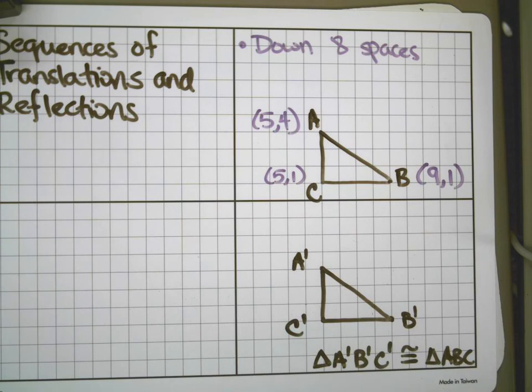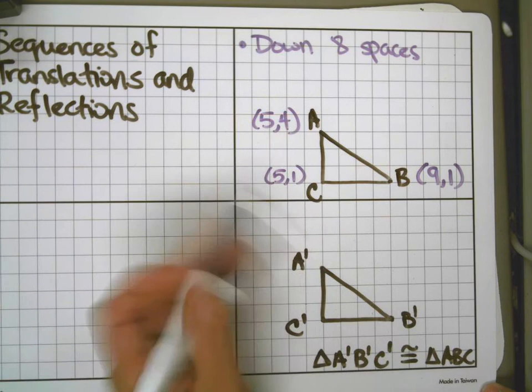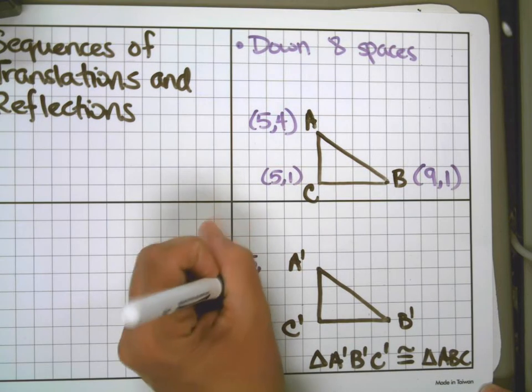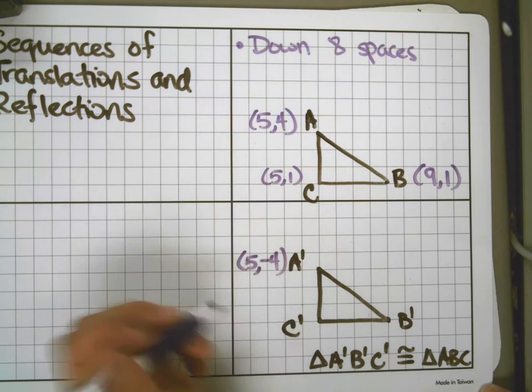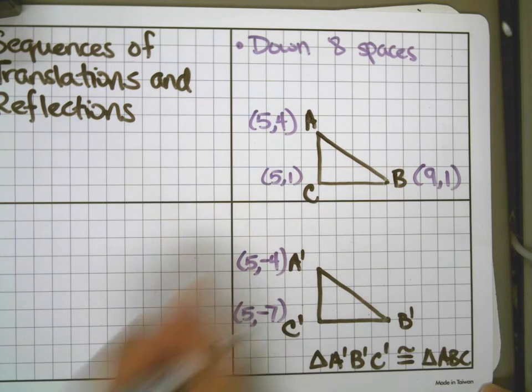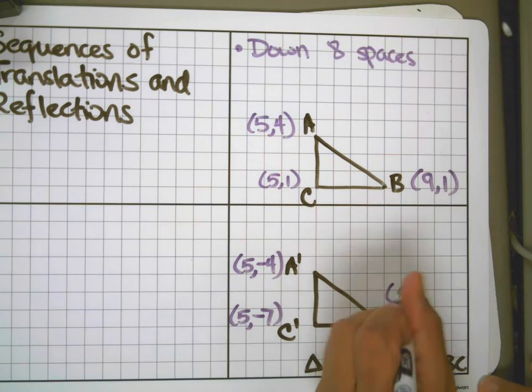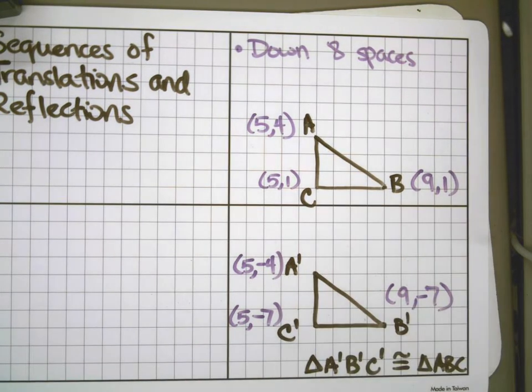So your new coordinates are going to be still 5, but down 1, 2, 3, 4. So this is positive 5 and negative 4. 5, 6, 7, positive 5, negative 7. And this is positive 9 and down negative 7. So that's how you find the coordinates.